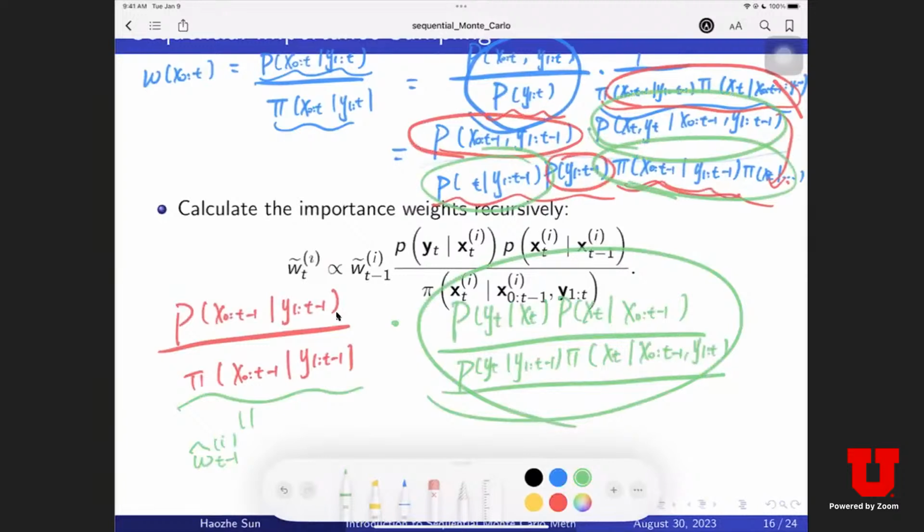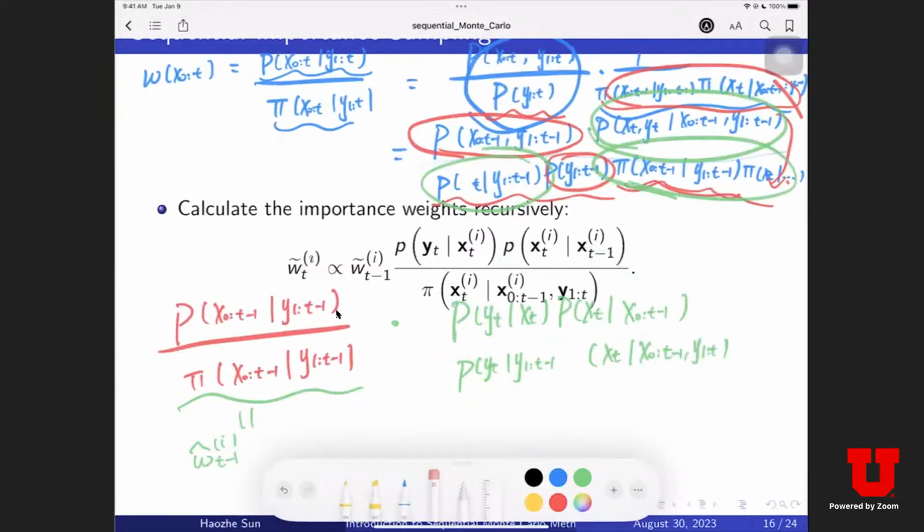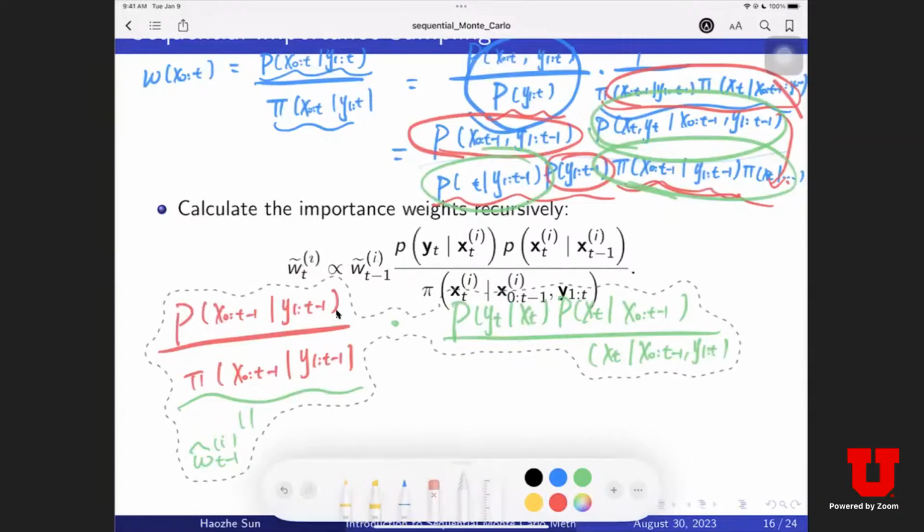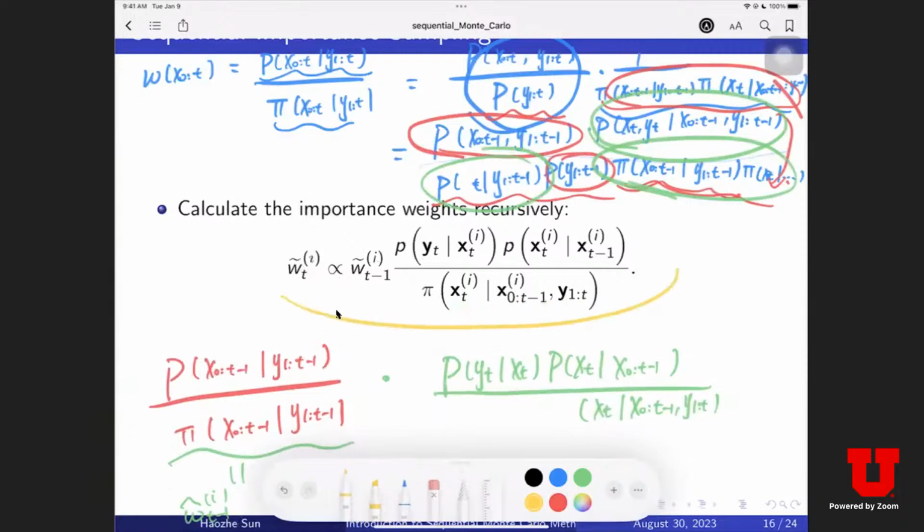is a little complicated, but we have found that this term is constant for all x. It only contains the y and no x. So we can cancel it, and now we will get these equations.